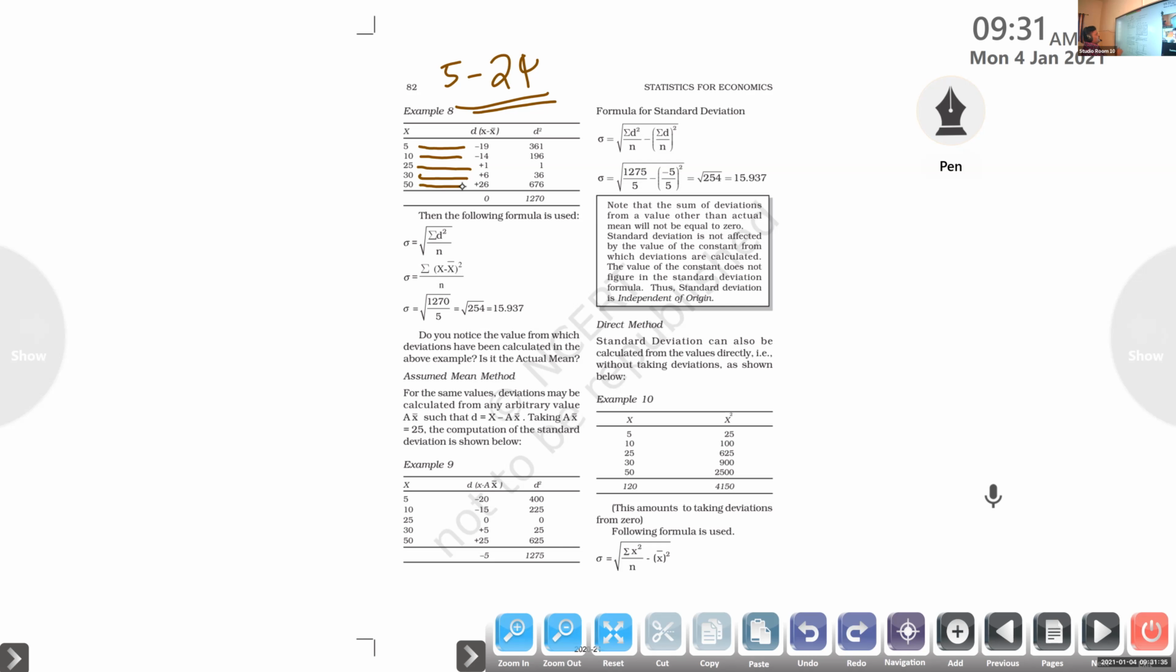And you can find the sigma d if you want, but actually it's not necessary here. Sigma d is 0.